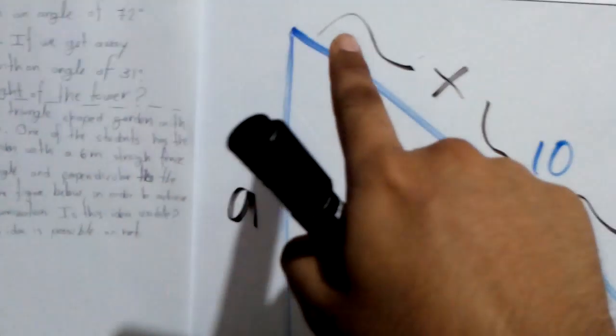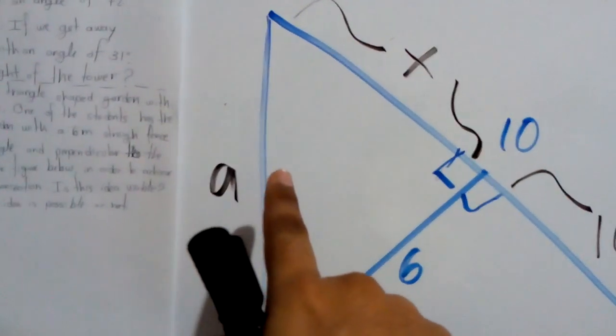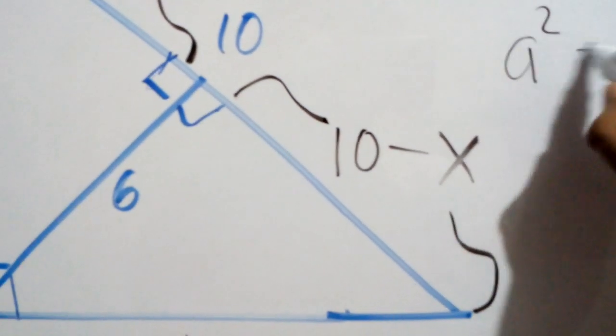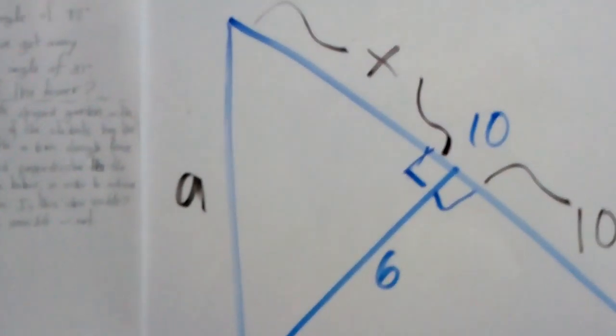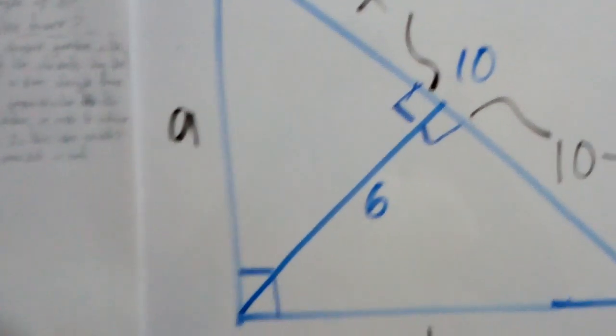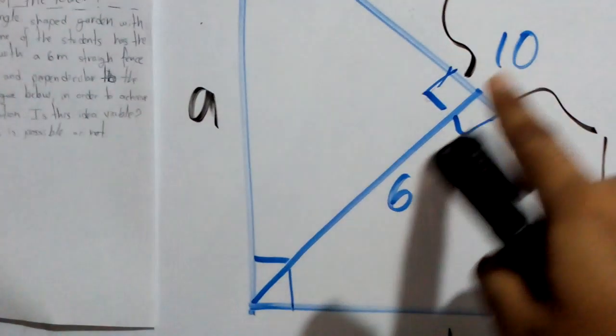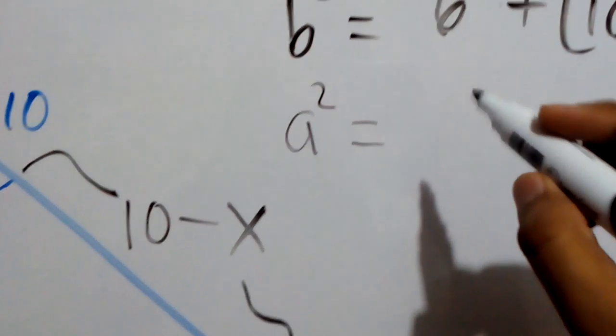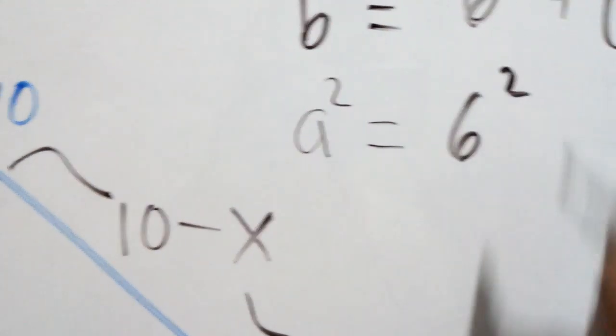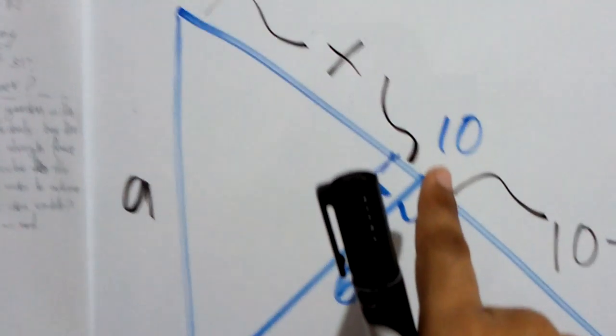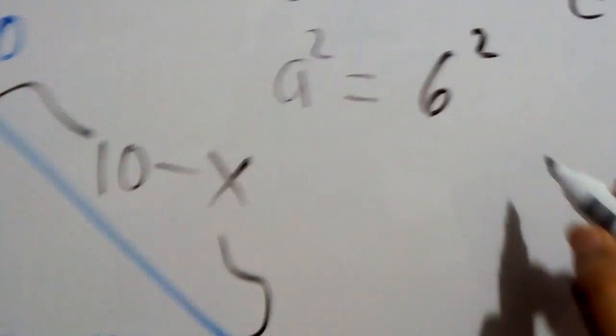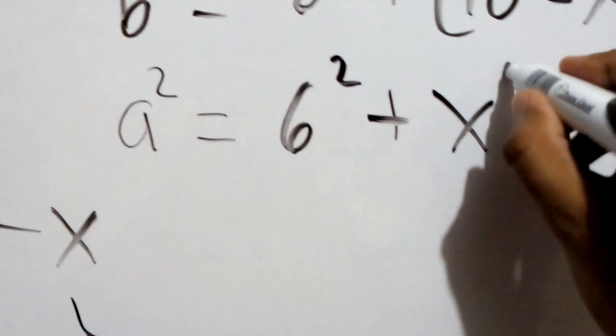Now for this triangle. This is the right triangle, so the opposite one is the hypotenuse. So A squared is the addition of the legs squared. So one leg is 6, so one leg is 6 squared, and the other leg is X, so plus X squared.